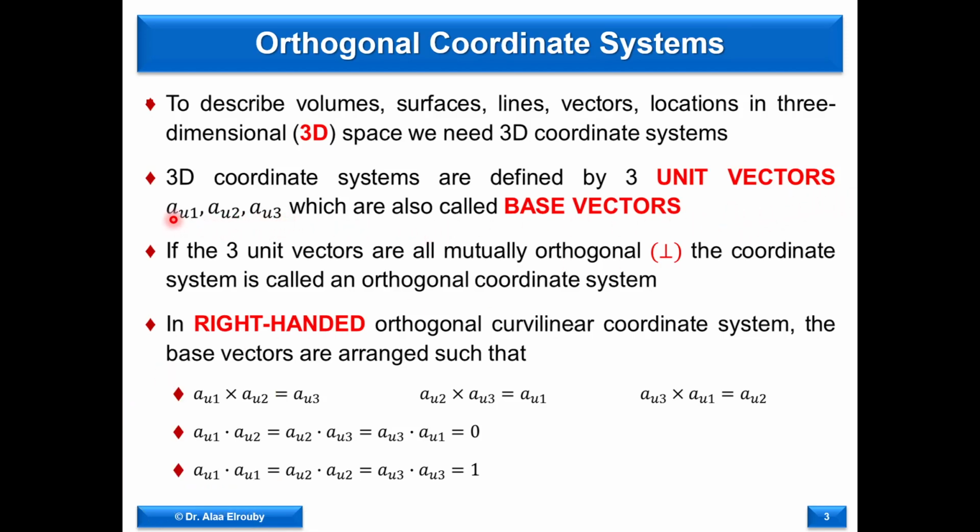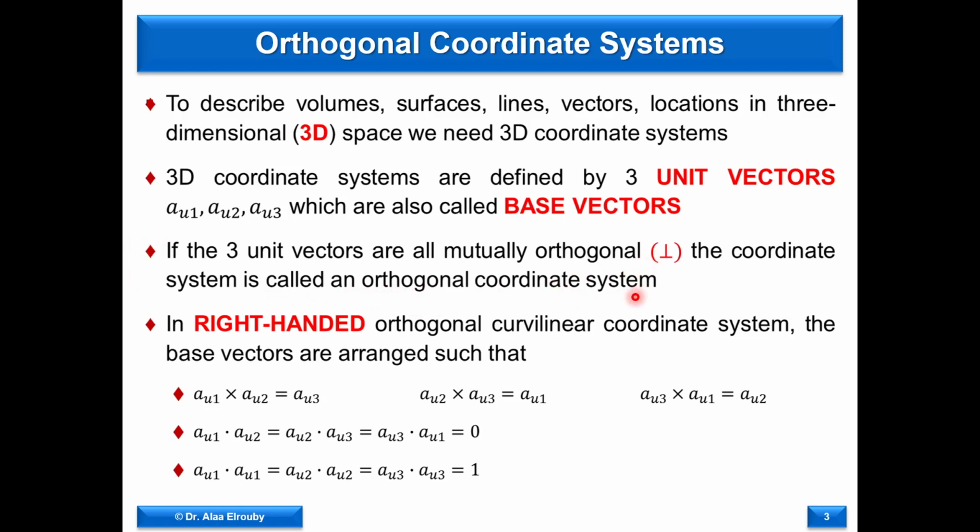And those unit vectors, au1, au2, au3, or for shortcut we write a1, a2, a3, they are called the base vectors. For example, the Cartesian coordinate system is very famous, and we have ax, ay, az. So those are the base vectors of the Cartesian coordinate system.